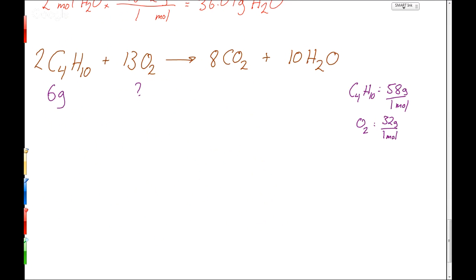So if we only need 6 grams, that's way less than a mole, right? So we can't just say, oh, we need 2 moles of this and 13 of this, because we need way less than 2. We need some fraction. So we need to figure out what fraction of a mole we need, and then we can figure out how much oxygen we need. All right.